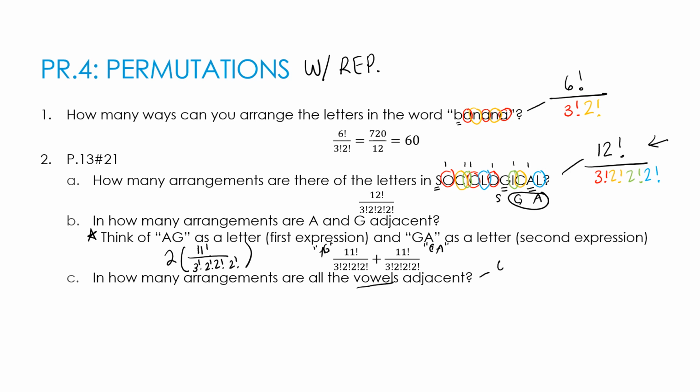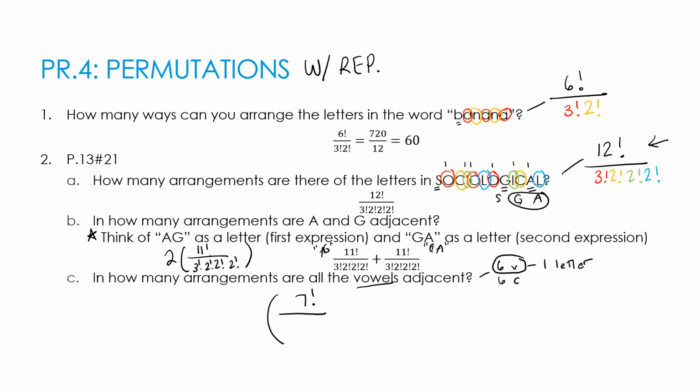So I have 6 vowels, 6 consonants. What I'm going to do is take all of these vowels and make that one letter, because they're all going to be together. So what do I have? I have 7 total letters, the 6 consonants and my 1 massive vowel letter. So 7 objects to permute, 7 factorial.